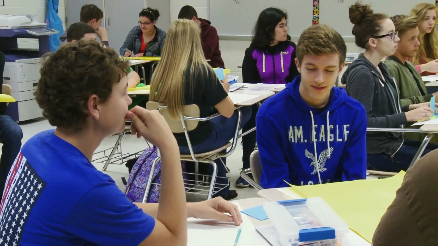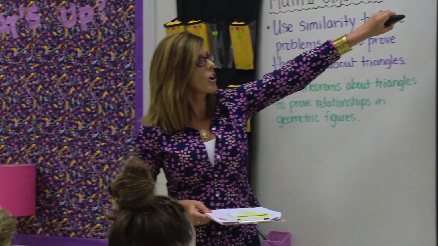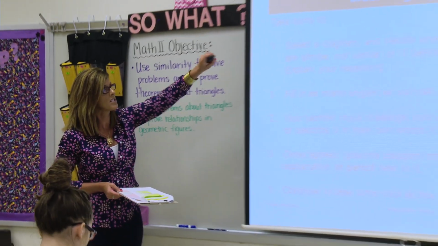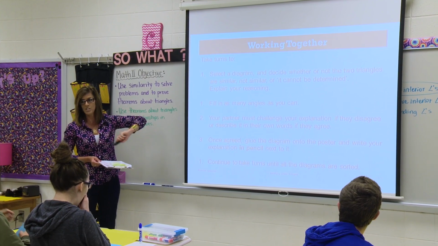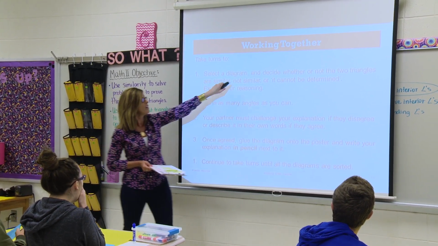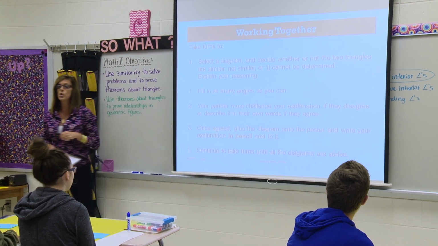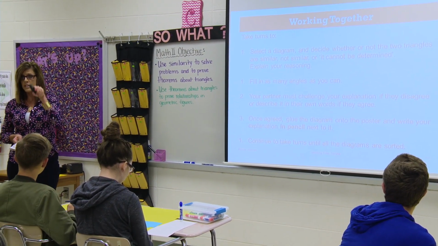Your steps are going to be listed here on the board. So if you get distracted or you're not exactly sure, here are your steps. Select a diagram. Together, you're going to select a diagram. Decide whether or not the 2 triangles are similar, not similar, or it cannot be determined. Here are your 3 headings: similar, not similar, it cannot be determined. Then explain your reasoning. I want you to write your reasoning for why.